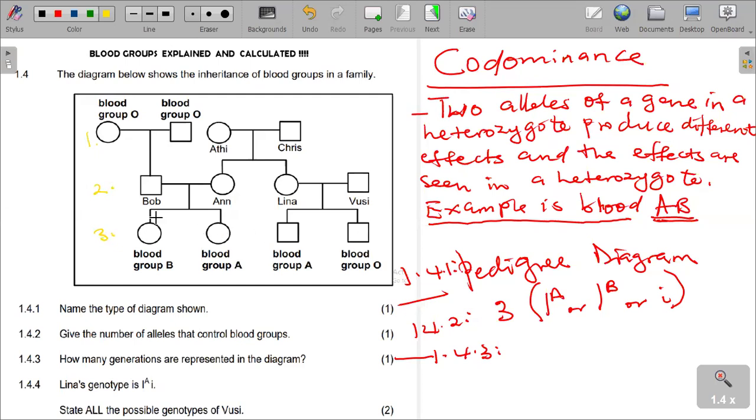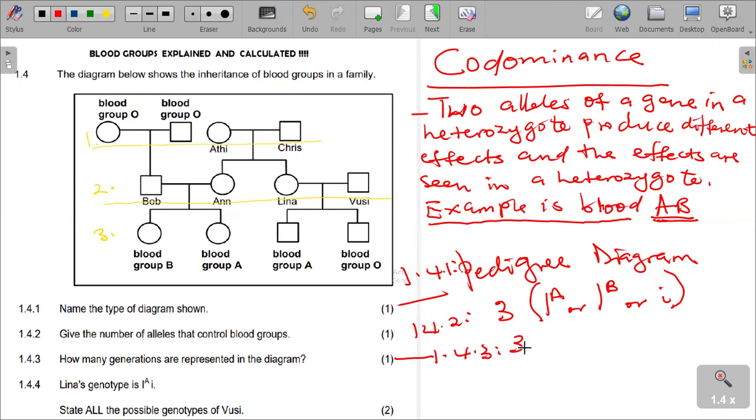The first part, which is 1 there, has got individuals T and Chris, and that is a generation. And then we have also Bob, Annie, up to Vusi, they are also a generation. And then we have also the last group, which has individuals whose blood groups are not shown. So how many generations are represented in the diagram? There are 3 generations.